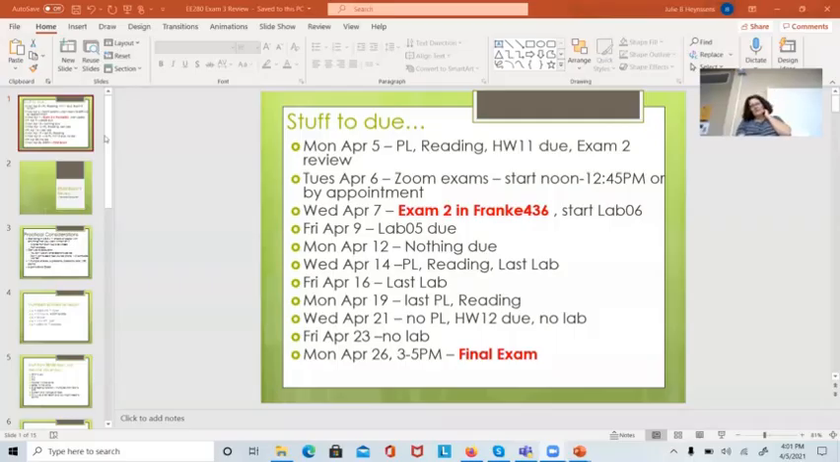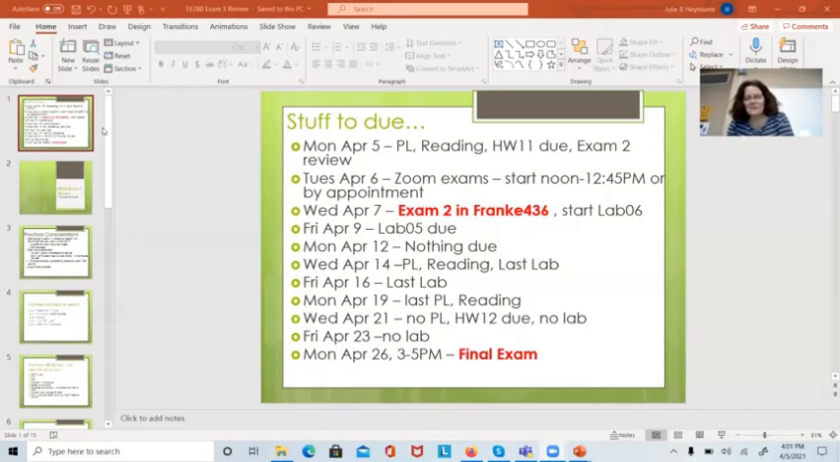Okay, exam 2, we have 3 weeks left of class. For those of you taking the exam remotely, it's tomorrow. You can either start at noon to 12:45, or if you have an appointment at a different time, that's okay too. But if you don't have an appointment, you're going to start between noon and 12:45.